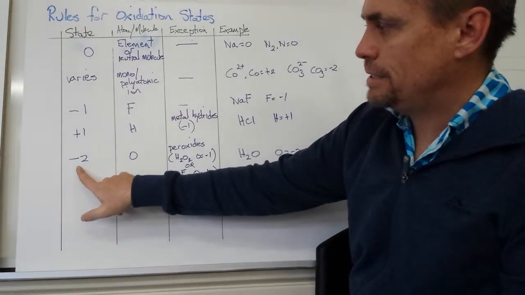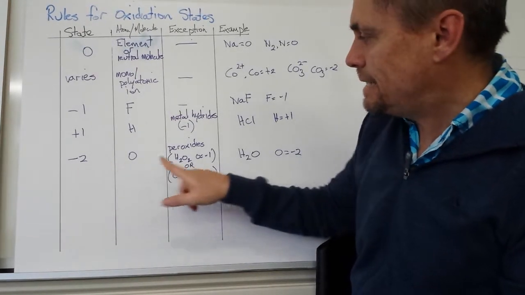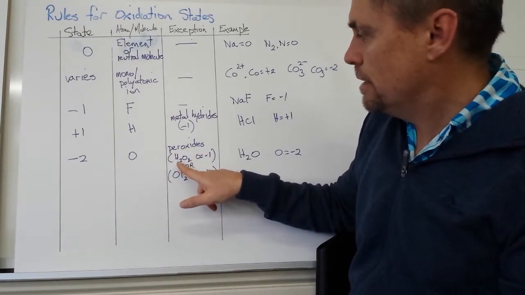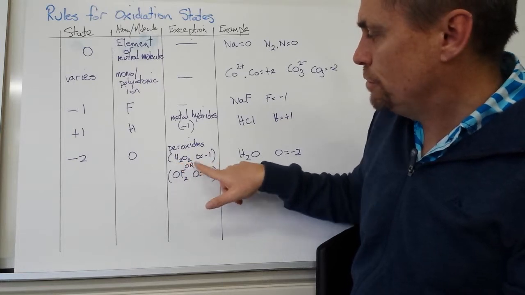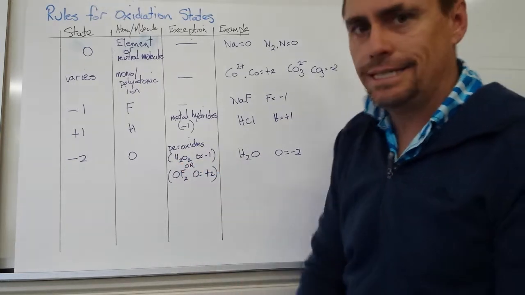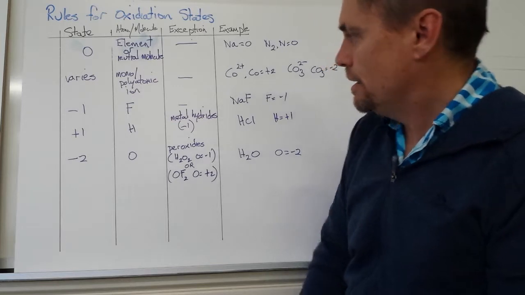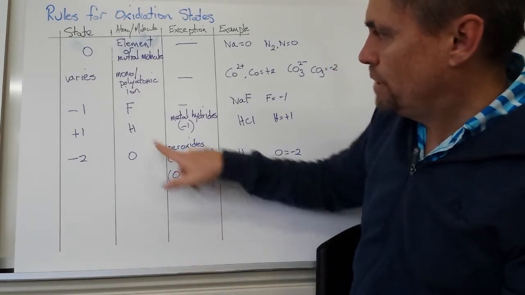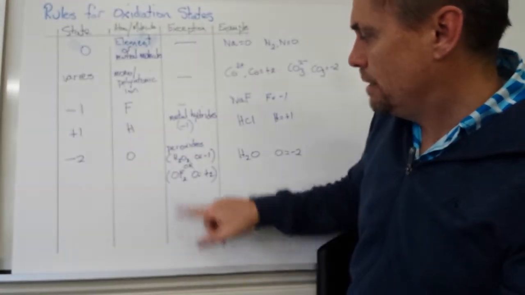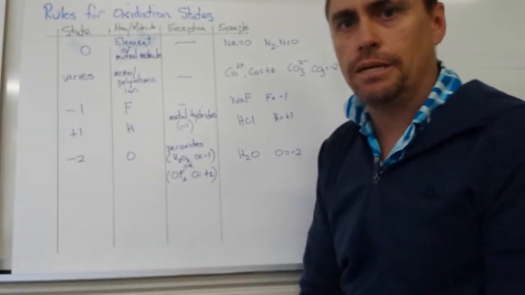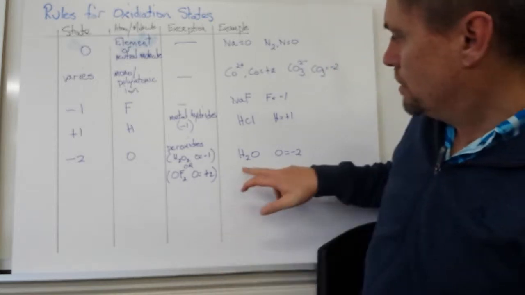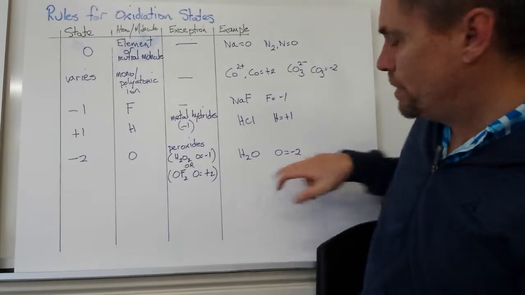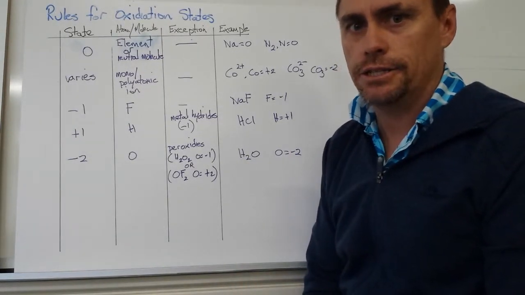Oxygen always exists in a -2 state, except in peroxides. So an example would be H2O2, where the oxygen exists in a -1 oxidation state. Or when it's bonded to fluorine, and if we remember that fluorine is always -1, we find that the oxygen must be in a +2 state. So in our water molecule, oxygen would exist in a -2 oxidation state.